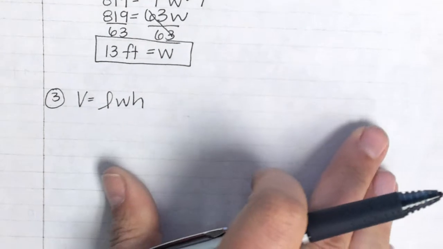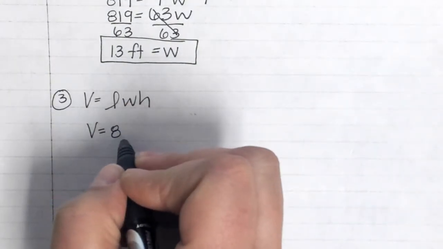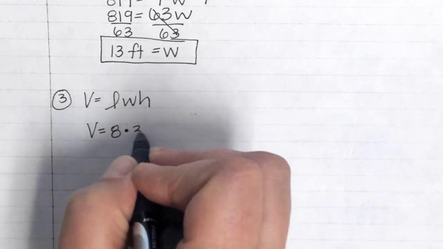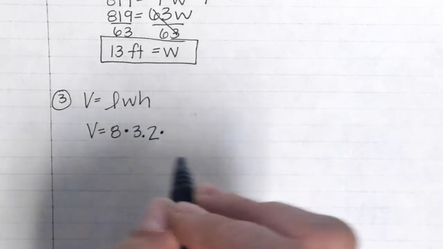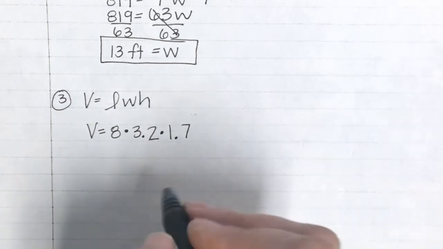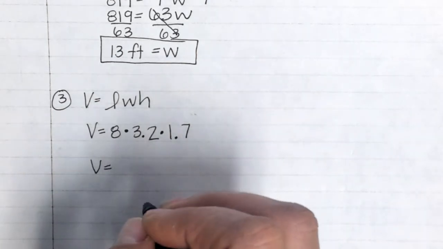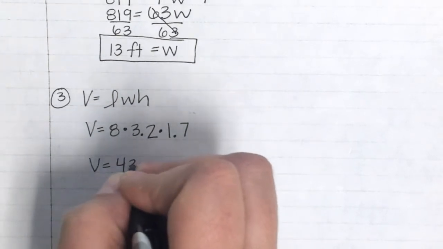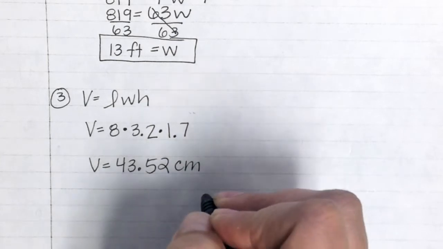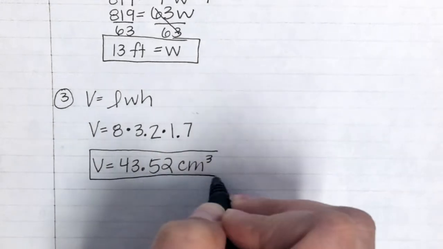Okay? So we're going to plug in our measurements, and we've got length of 8, a width of 3.2, and a height of 1.7. So we multiply all those together, and what do we get? 43.52. You got it. 43 and 52 hundredths. And remember, that is centimeters. It's volume. There's 3 numbers, so it is cubed to the 3rd power.